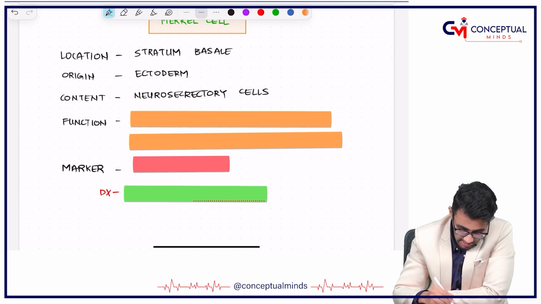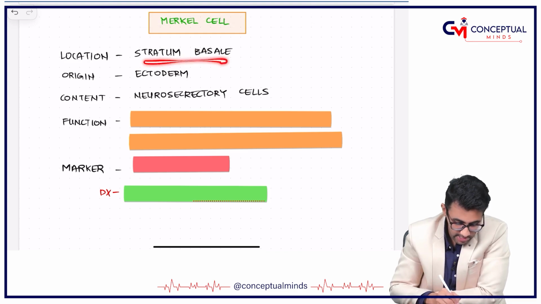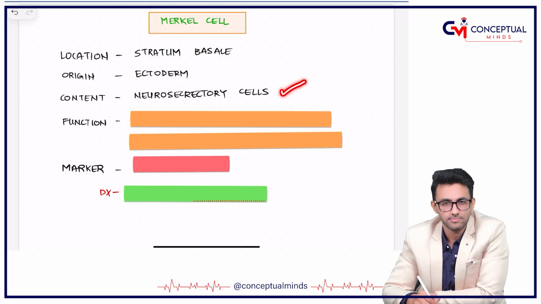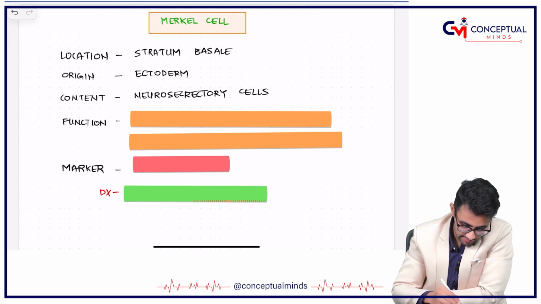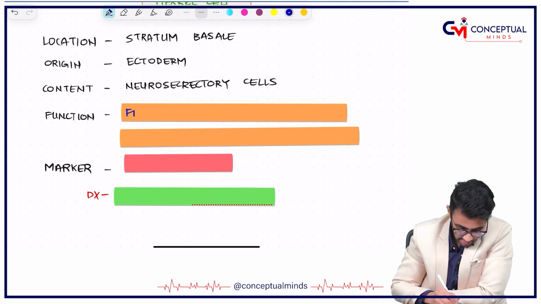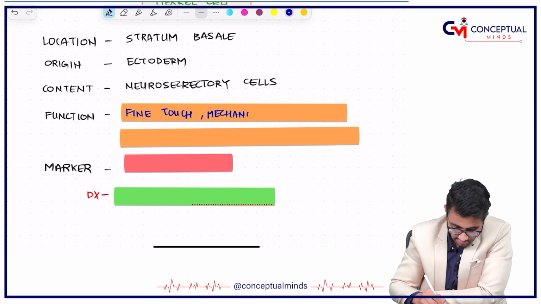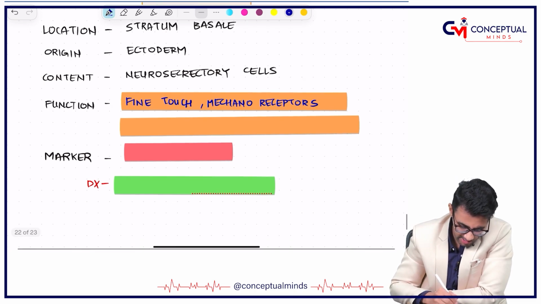The location is stratum basale, origin is ectodermal, and contents are neurosecretory granules. Function is fine touch and mechanoreceptors. And this is a slow adapting receptor.